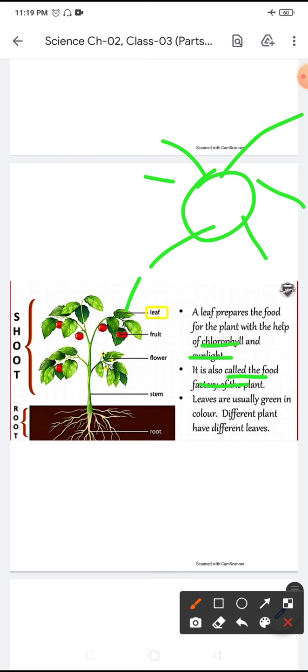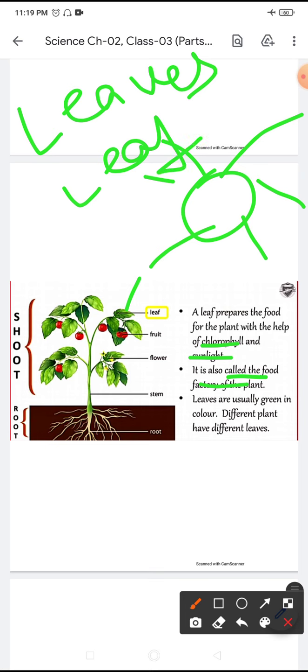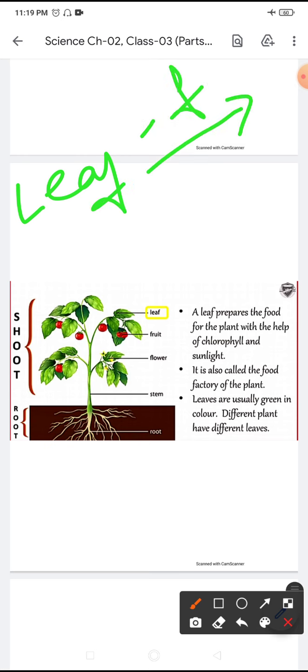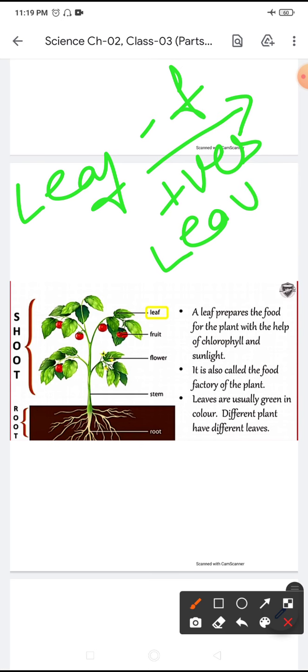Okay, leaves. What is leaves? It is the plural form of leaf. See, leaf. To make it plural, you should remove f and add ves, then it will become leaves. This is the plural form of leaf, means for two or more than two we use plural forms. Okay, now the next, it is also called the food factory of the plant, and leaves are usually green in color. Different plants have different leaves.